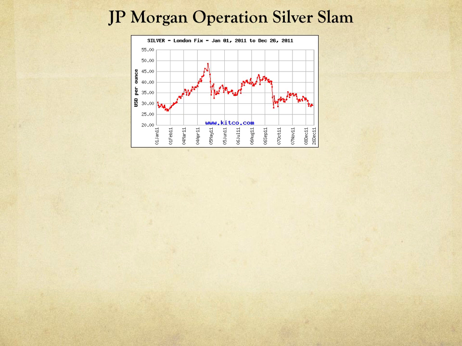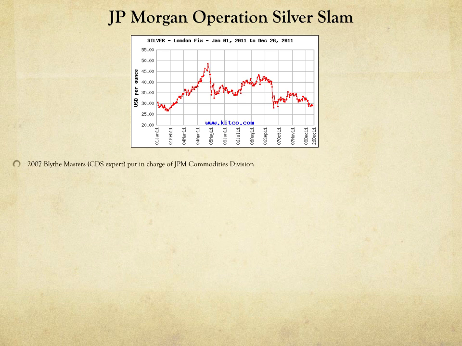So that's the full chart for the year. As you can see, it started out in January on almost a 45-degree angle straight up from about $25 an ounce to $50 an ounce. Silver people were getting all excited. All the weak hands got in.